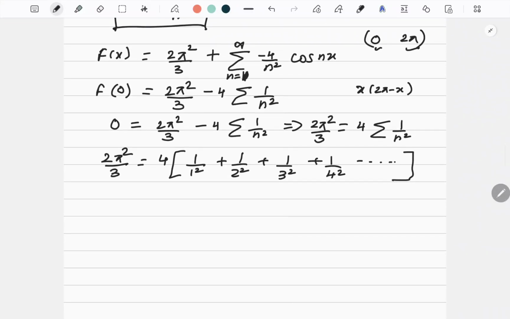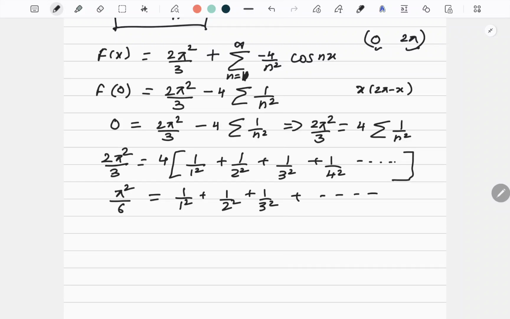Though sometimes they may ask this series also. So it is pi square. This 4 will come down. So 2 threes are 6. So pi square by 6 is equal to 1 by 1 square plus 1 by 2 square plus 1 by 3 square, and so on. This is also a series which can be reduced, but they have not asked this series.